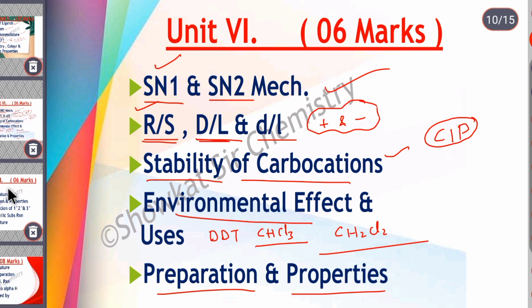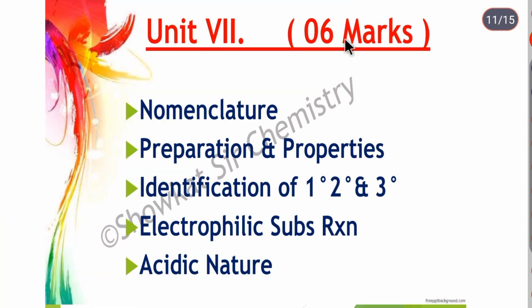Now let's move ahead. Next is your unit 7. It carries 6 marks, which is alcohols, phenols and ethers. Here you should be able to write the nomenclature of these compounds, their preparation and properties, at least 5 preparations. And as I already told, how to identify primary, secondary and tertiary alcohols. We have different tests to identify these, like the Lucas test. So you should know this.